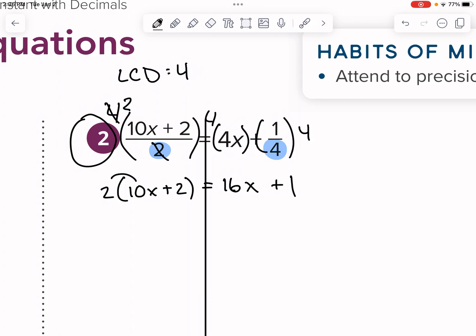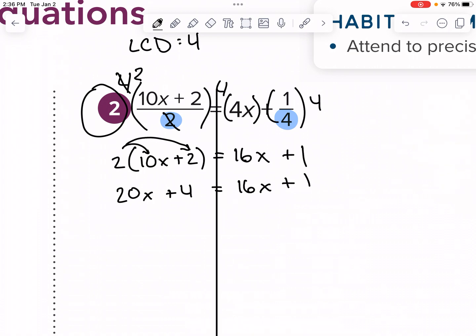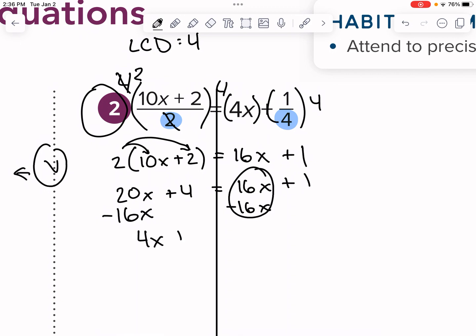Let's use our distributive property. So 2 times 10x is 20x. 2 times 2 is 4. We still have the 16x. We have the plus 1. You get to choose where you want to move your variables to. I'm going to move my variables to the left. So variables to the left here, minus 16x, so that all my x's are on the left. 20x minus 16x is 4x. I'll just put 1 there, but it's plus 1.